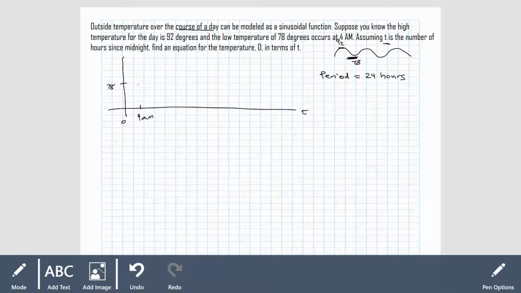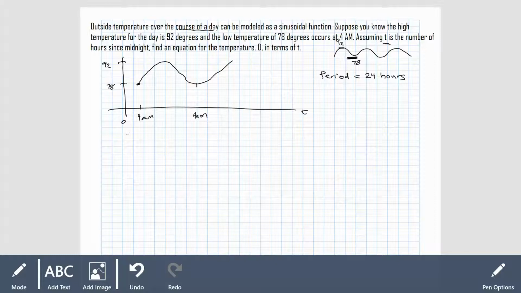We know at 4 a.m. we're at this temperature, and then we're going to go up to 92. We'll just call this 92 up here. Then we're going to come back down to the low of 78 like this, and then we'll continue back up again. Since we're varying over the course of a day, the next time that we hit this low point again is going to be at 4 a.m. again.